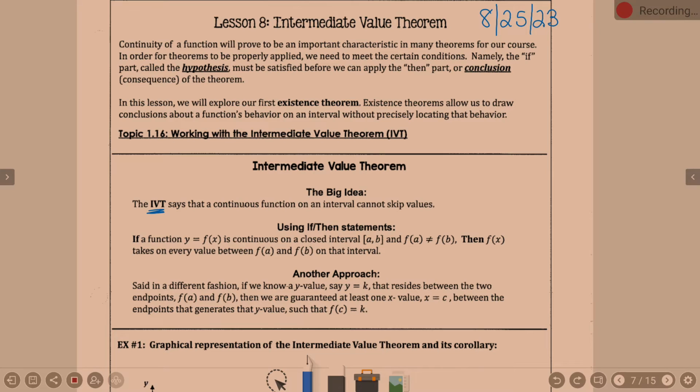Again, I mentioned this word continuous earlier. If it's continuous from A to B, and realize A and B are x values, and f of A does not equal f of B, realize that f of A and f of B represent y values, then f of x takes on every value between f of A and f of B on that interval.